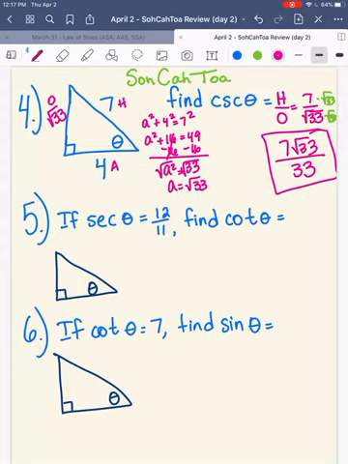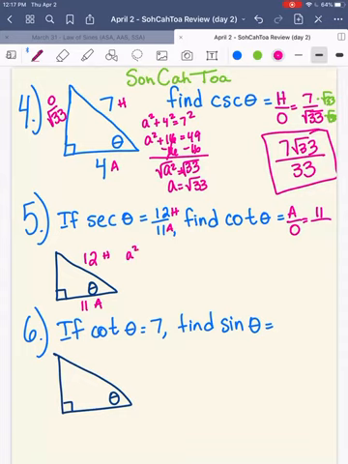I went ahead and drew it just to save myself a little bit of time. So let's identify the 2 sides that we have. We have secant, and secant is the reciprocal of cosine. So we have the hypotenuse and the adjacent. Okay, so I'm going to put the hypotenuse here, and I'm going to put the adjacent here. And so I'm asking you to find cotangent. So cotangent is A over O. I know the A side, and now I need to find the O side. Okay, so same exact thing as before.